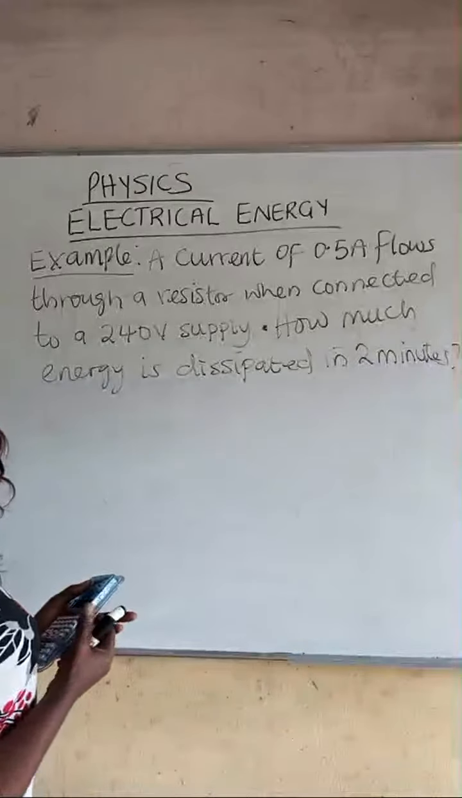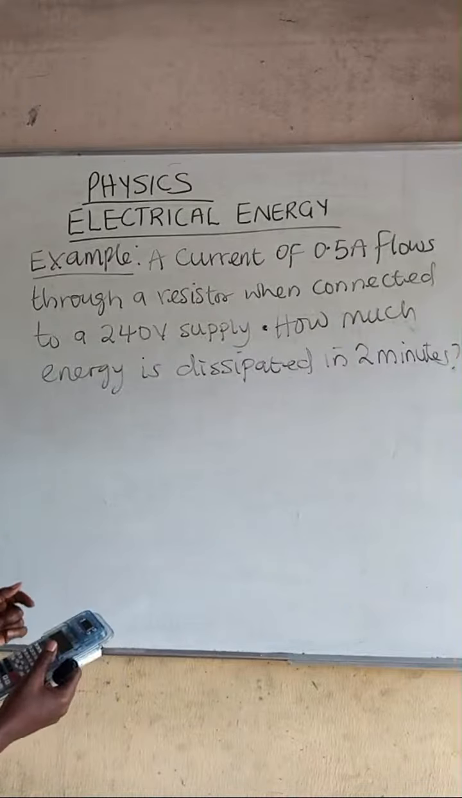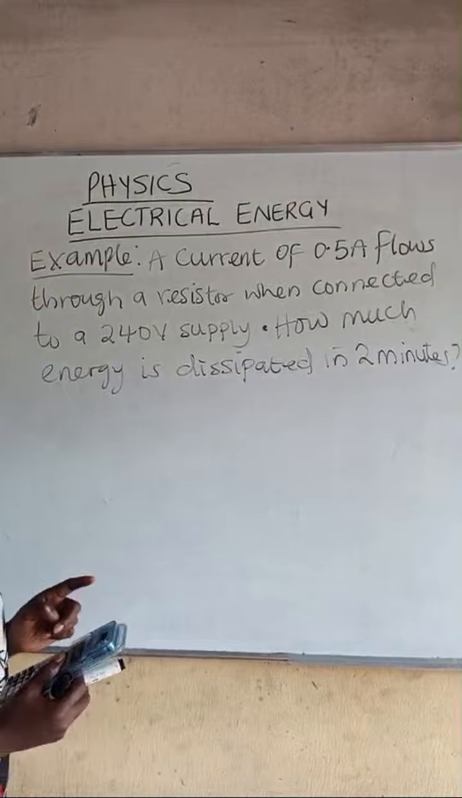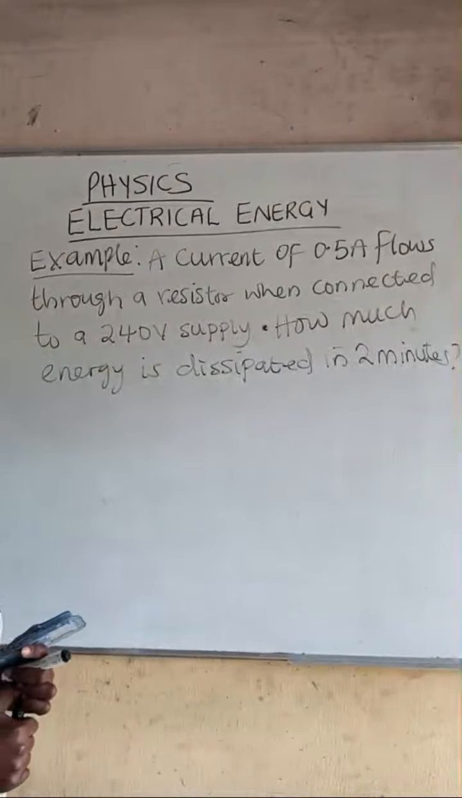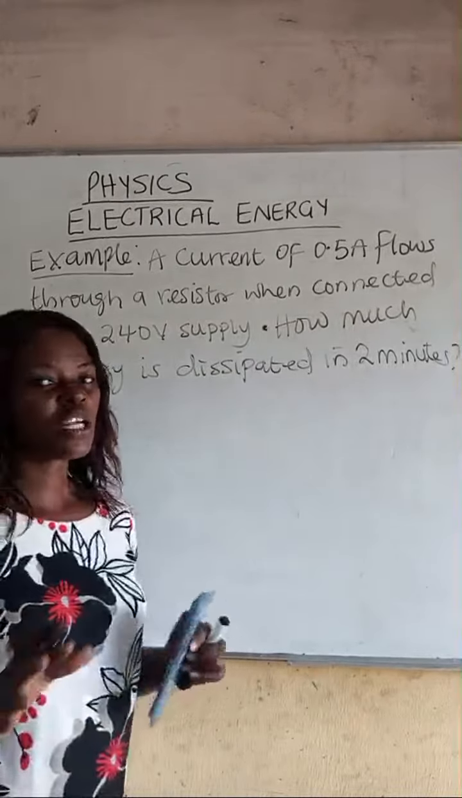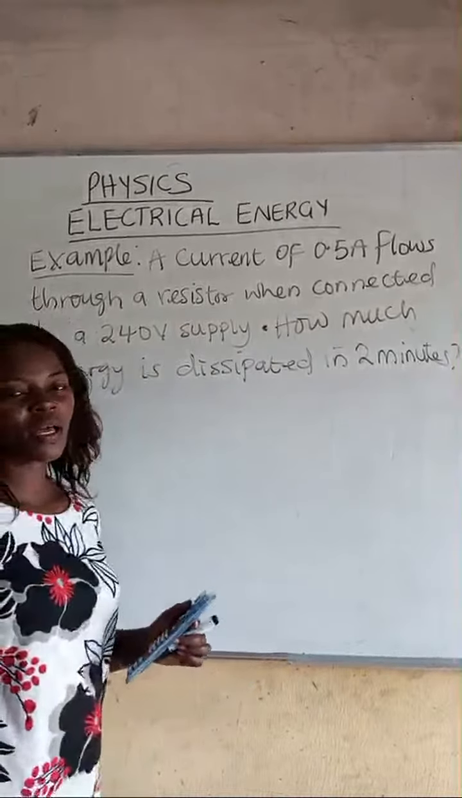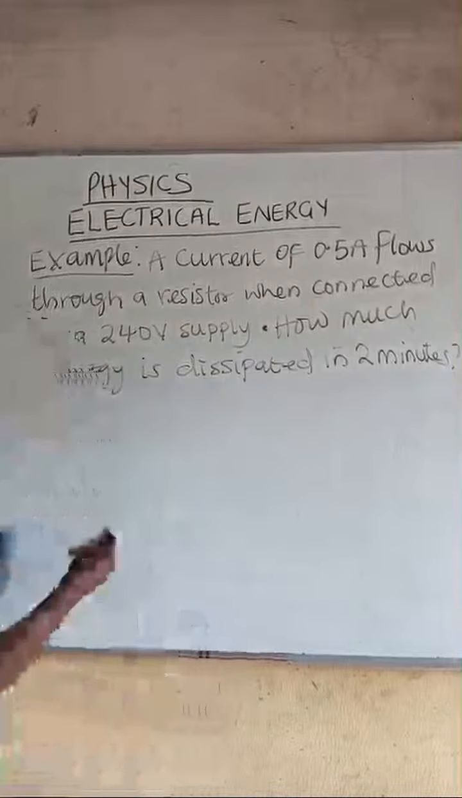Let me do a recap. A current of 0.5 amperes flows through a resistor when connected to a 240 volt supply. How much energy is dissipated in 2 minutes? Now, for us to solve this question, the first thing we are going to do is to state our parameters clearly. Fit in what we have, then we get our answer.